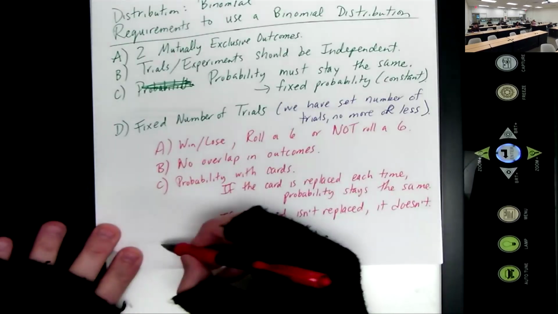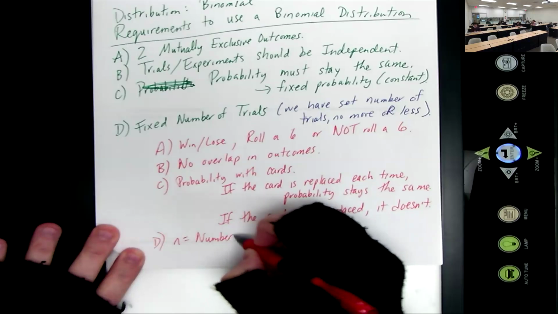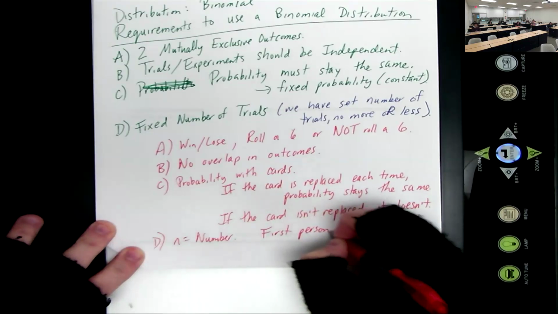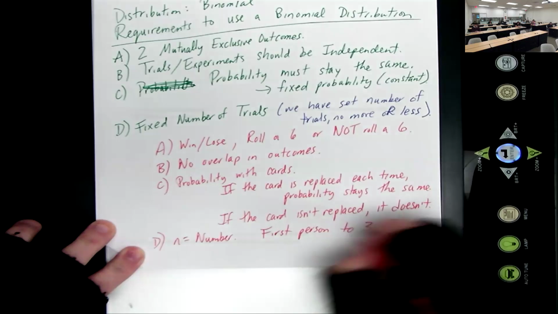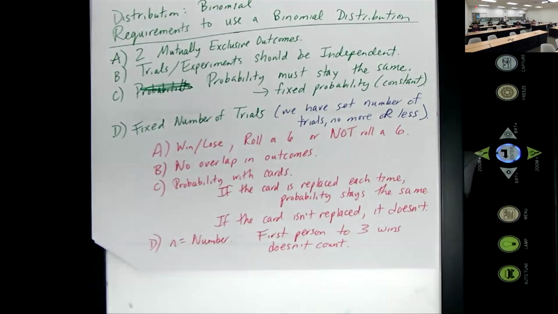Alright, fixed number of trials. N needs to be a number. I can't say first person to 3 wins, that doesn't count. World Series, they play until a team has 4 victories, right? Sometimes that takes all 7 games, sometimes that only takes 4. If it was 7 games every time, that would be fixed. It's not. The World Series can end after 4 games. So you can't do it on that.